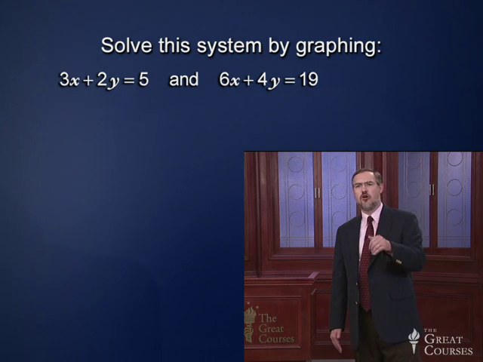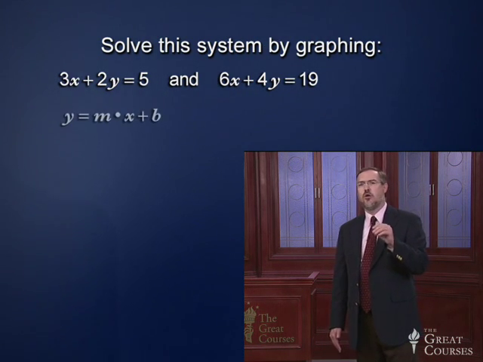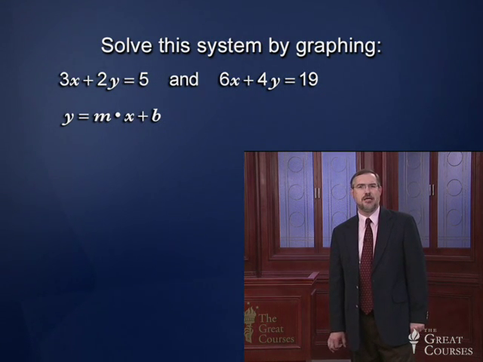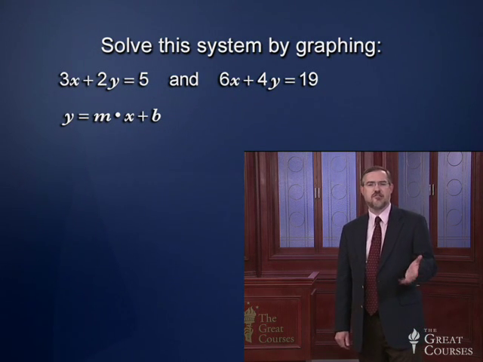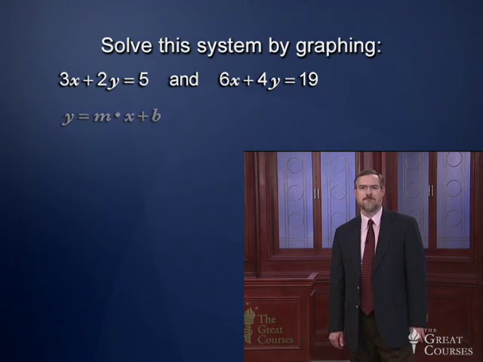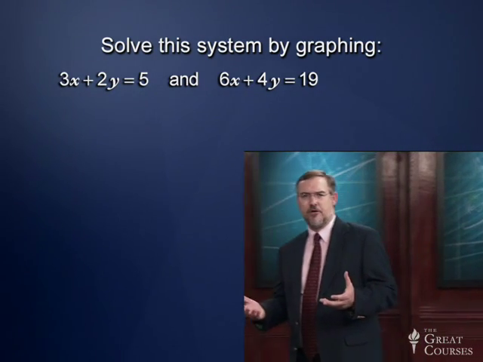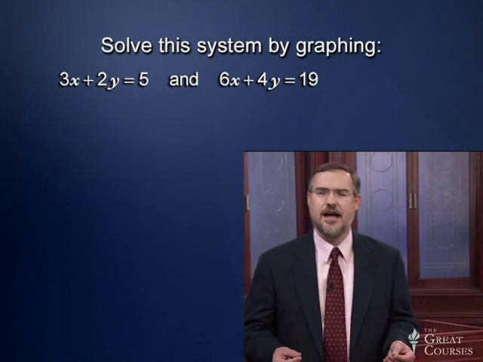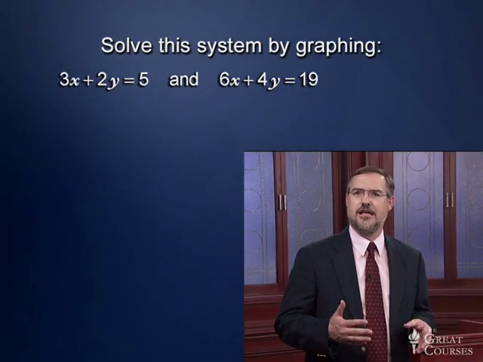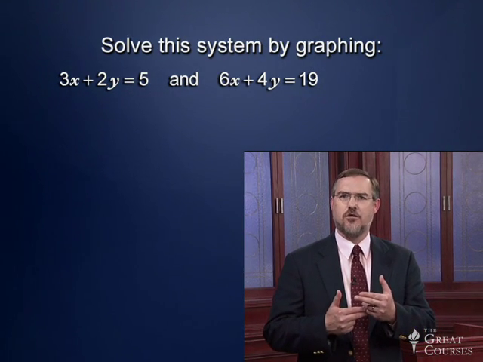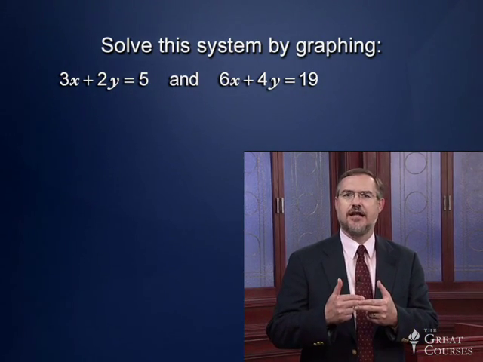Now, slope-intercept form, remember, is y equals mx plus b, where m is the slope and b is the y-intercept. So we really want to solve that system and convert those equations into that form if we can. Now, we go from 3x plus 2y equals 5 and 6x plus 4y equals 19 into these converted equations. So let's walk through that together.